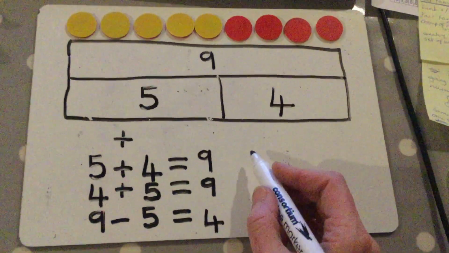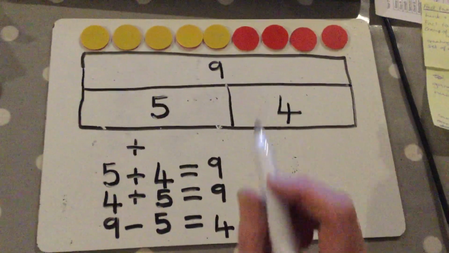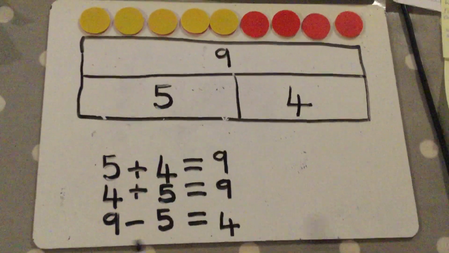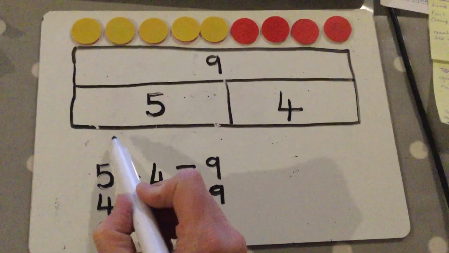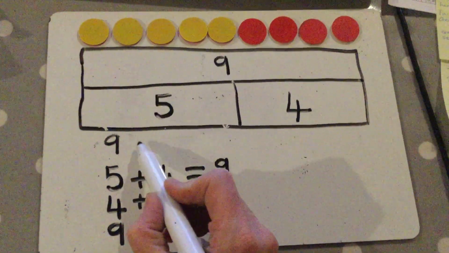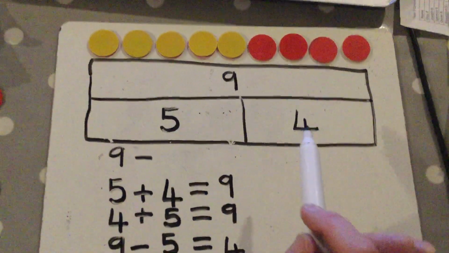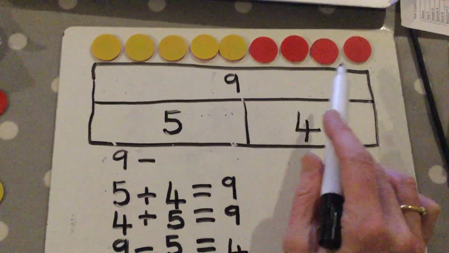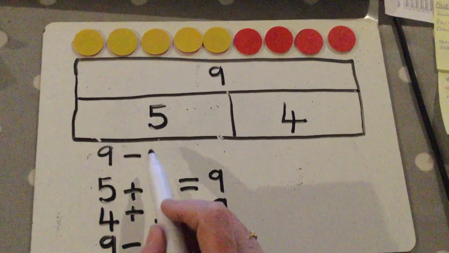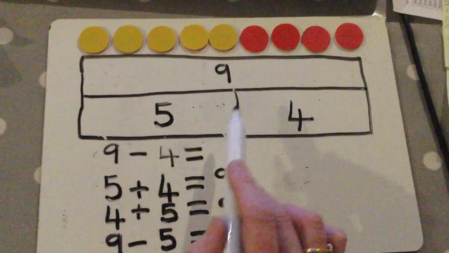I've got one more number sentence that I could write to go with this bar model, and I think I might squeeze it in the top there. So once again for my subtraction I'm going to start with my whole. So I'm going to say 9 subtract, last time I took away the 5 yellow counters, this time I'm going to start by taking away the 4 red counters. So 9 subtract 4 is equal to 5.